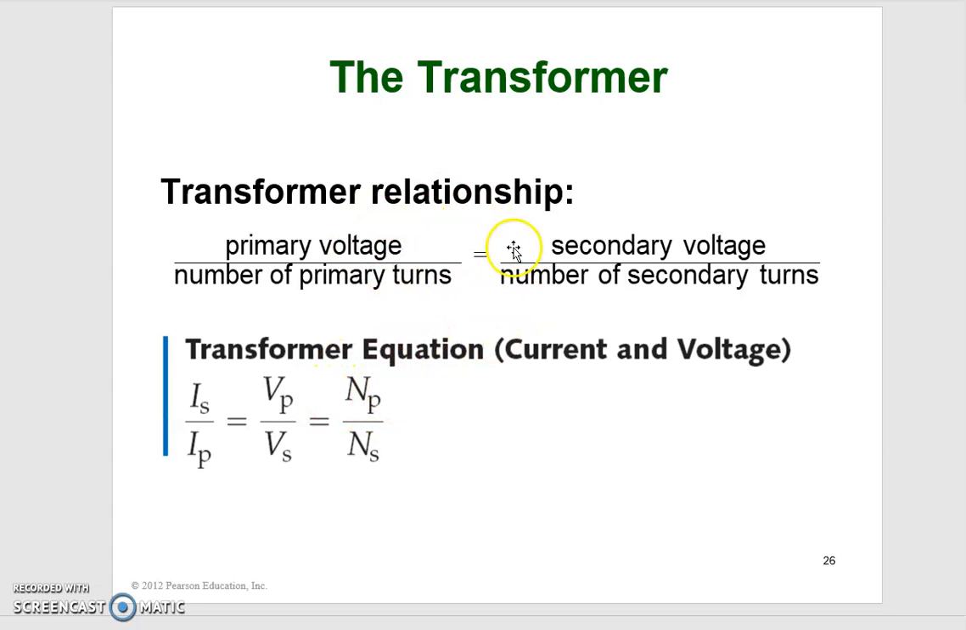So now this relation can be rewritten in terms of this. And you will find out that by controlling the number of the loops or the turns, you can determine whether you can increase the voltage or decrease the voltage. And that is how the transformer is designed.